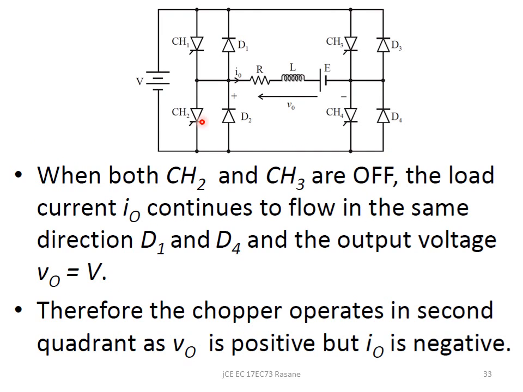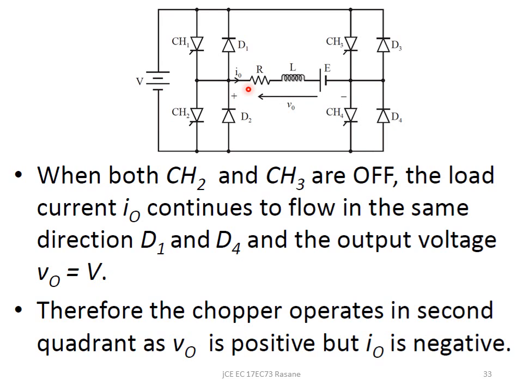When both CH2 and CH3 are off, the load current continues to flow in the same direction in D1 and D4. So D1 and D4 will take over when these two choppers are turned off. The current was flowing through like this, and when they turn off, these two take over, so the current will flow through the load in this direction.